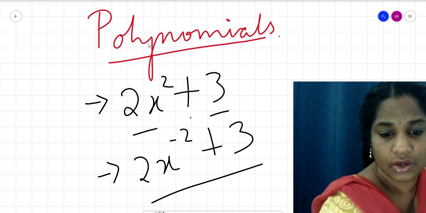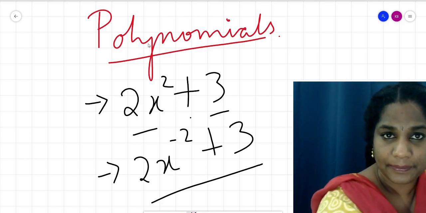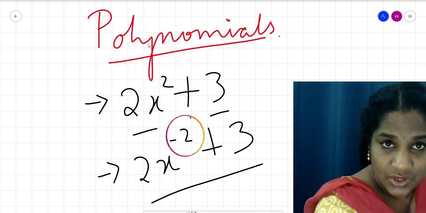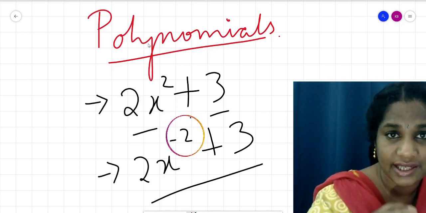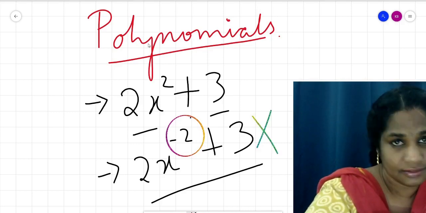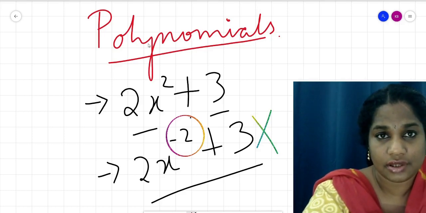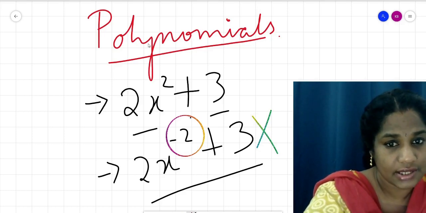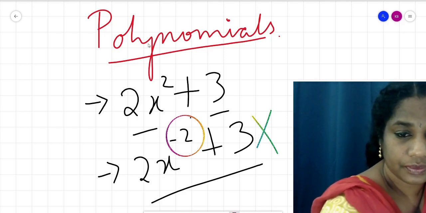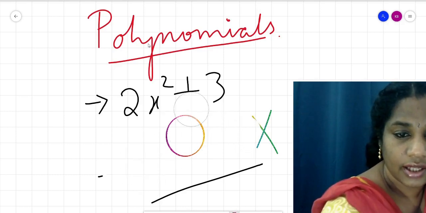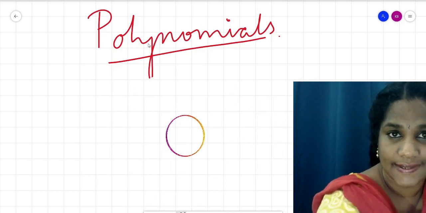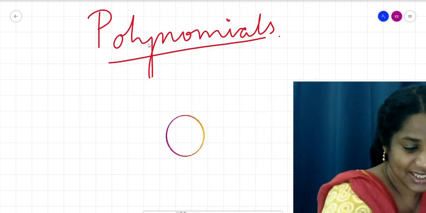Now, do you think this is a polynomial? Can you find out what is the difference? This power is negative. So, any expression with negative power is not a polynomial. One important point, negative power is not a polynomial. Okay? So, now, what is the second thing? We should know all the no's before we know all the yeses, isn't it? Yeah. So what is the next thing?